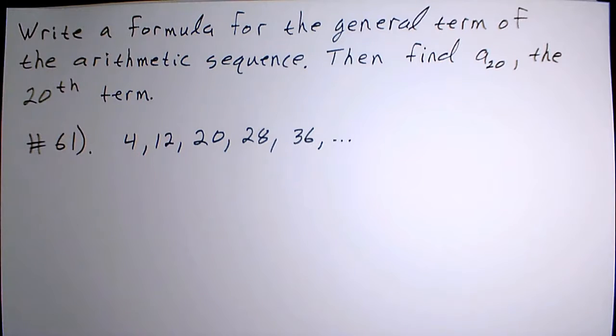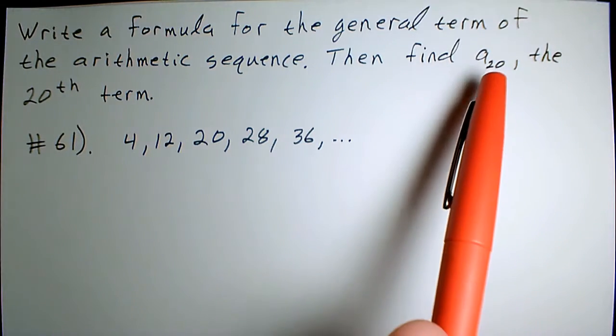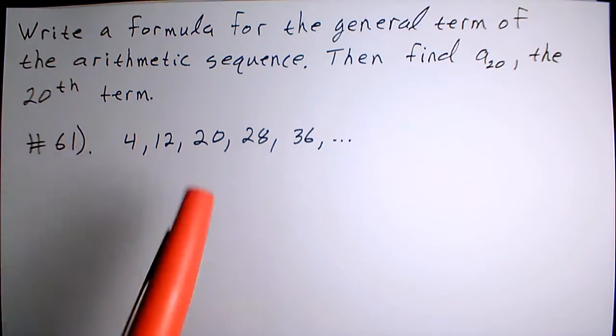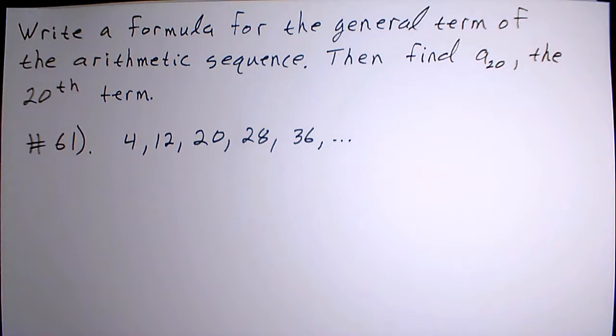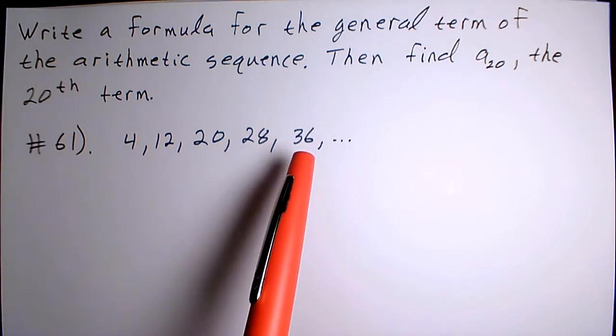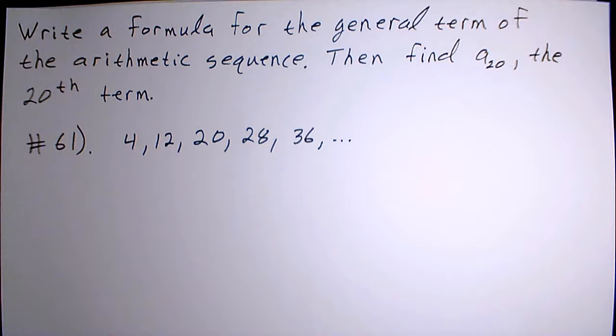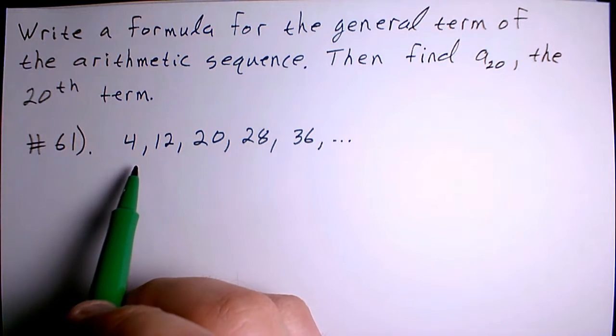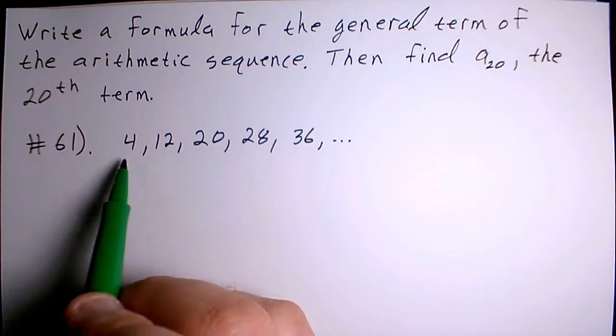Now, number 61 is another arithmetic sequence question. It asks us to write the formula for the general term of the arithmetic sequence and then find A20, the 20th term. And it gives us a list of some of the terms in the sequence: 4, 12, 20, 28, 36, and so forth.